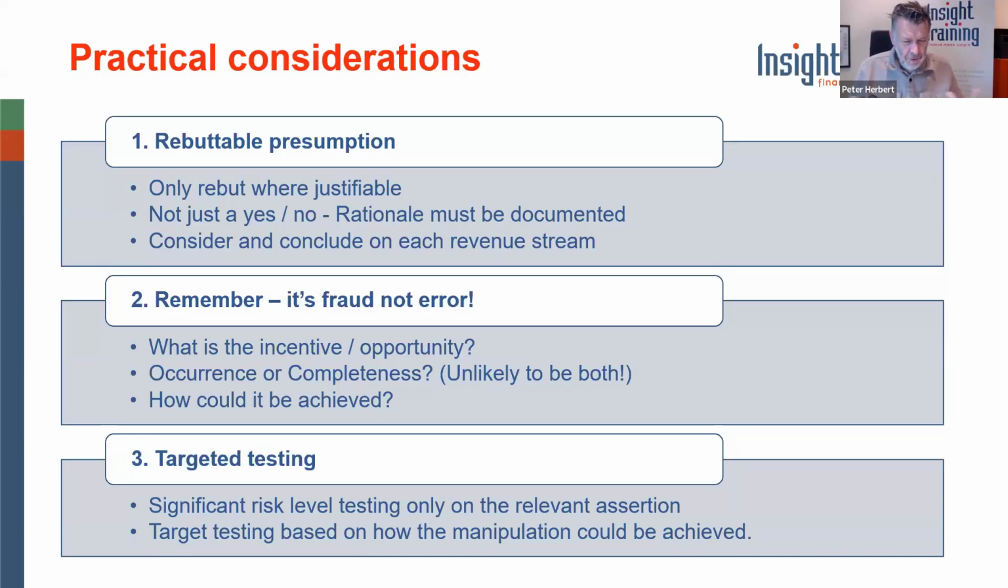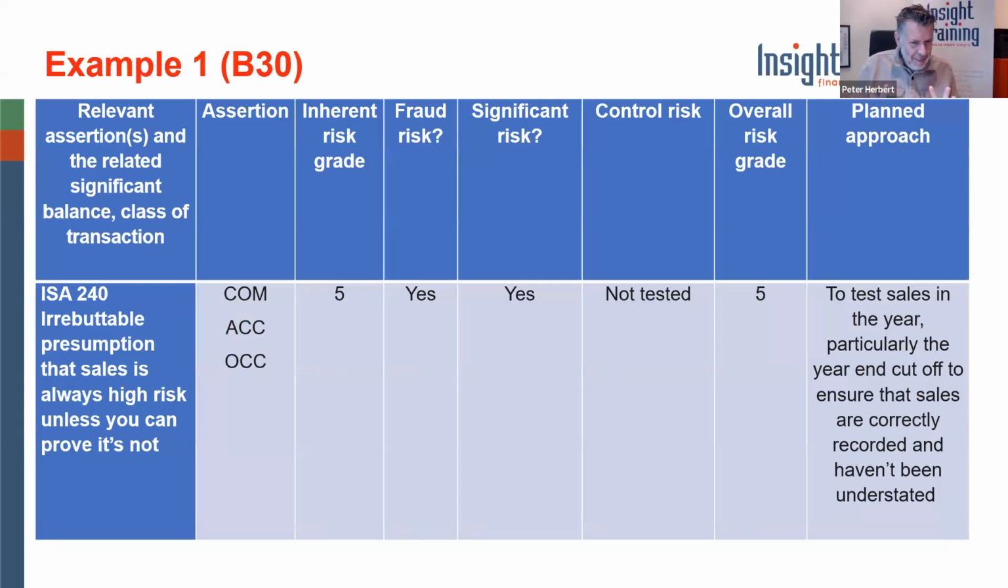Now, we do see lots of audit files, we do see lots of planning sections, we do see lots of risk schedules, and I think in the context of the whole area of fraud in revenue recognition, this, I suppose, is something typical of what we tend to see day to day. Just in terms of a couple of points of finessing here, possibly, this is largely okay, I think, but I suppose just in terms of the left-hand side, ISA 240, irrebuttable presumption that sales is always high risk unless you can prove it's not. Well, I think if I'm going to be a bit pedantic there, as I've already alluded to, that presumption is absolutely rebuttable.